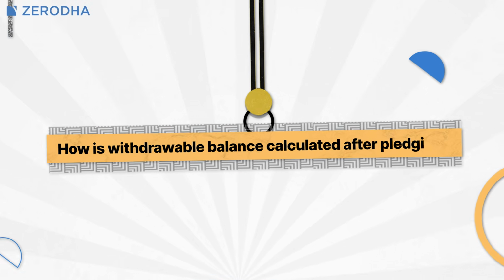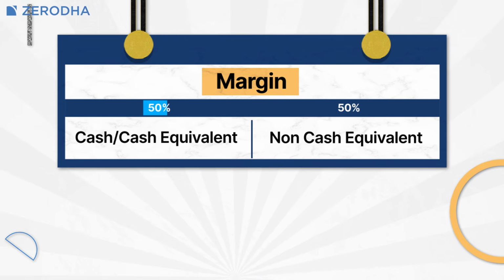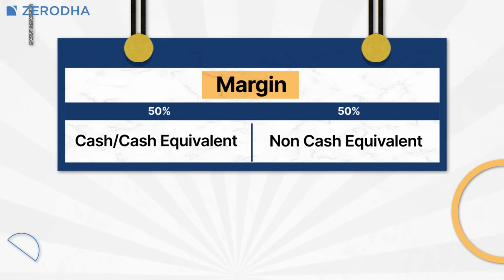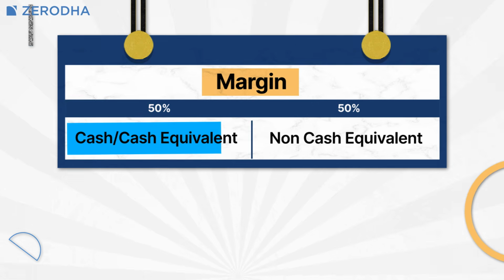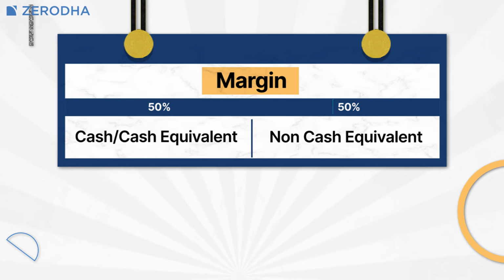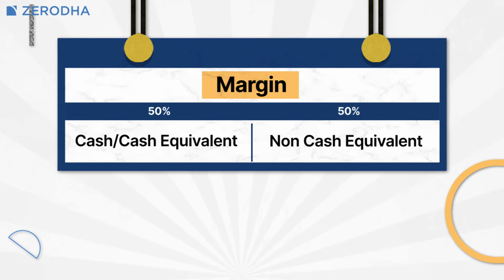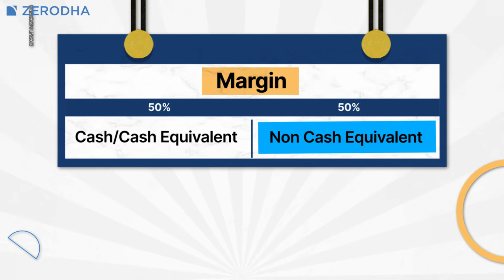How is withdrawable balance calculated after pledging? You can pledge the securities in your Demat account to trade futures and options. When you do so, the funds that you can withdraw from your account will be calculated after making adjustments across the cash in your account and the collateral margin that is blocked for your overnight derivative positions. Do note that at least 50% of the margins blocked for overnight F&O positions have to come in form of cash or cash equivalent collateral. The other 50% of the margin requirement can come in the form of other non-cash equivalent.